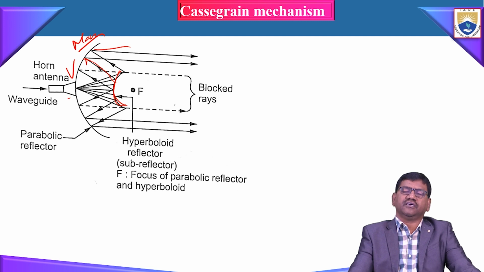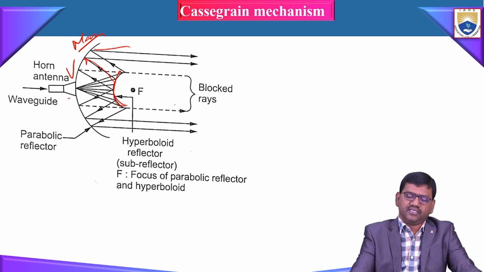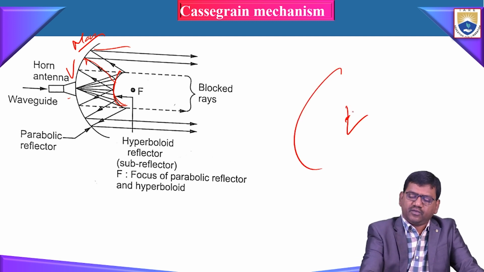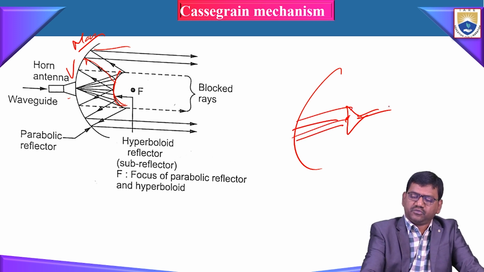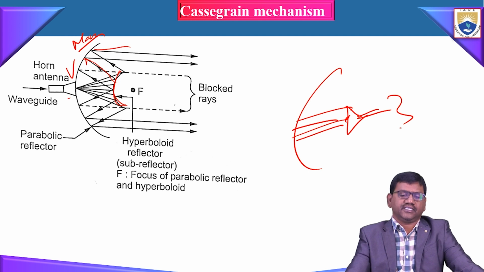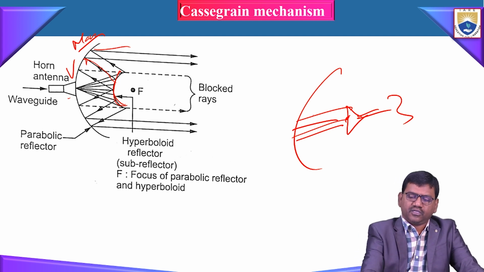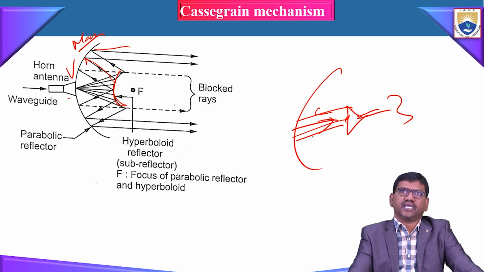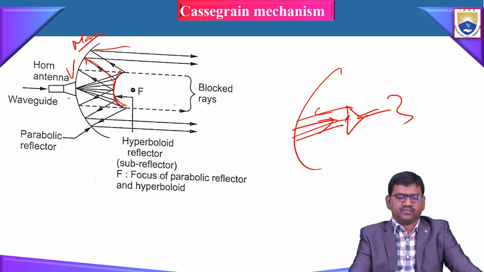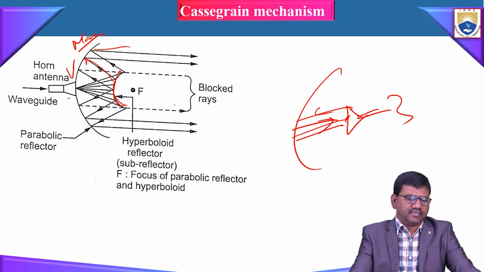In the conventional mechanism, we place the horn antenna on the focal point, but here blocking happens. To overcome this problem, we go for the Cassegrain mechanism. In the Cassegrain mechanism, blocking can be overcome.